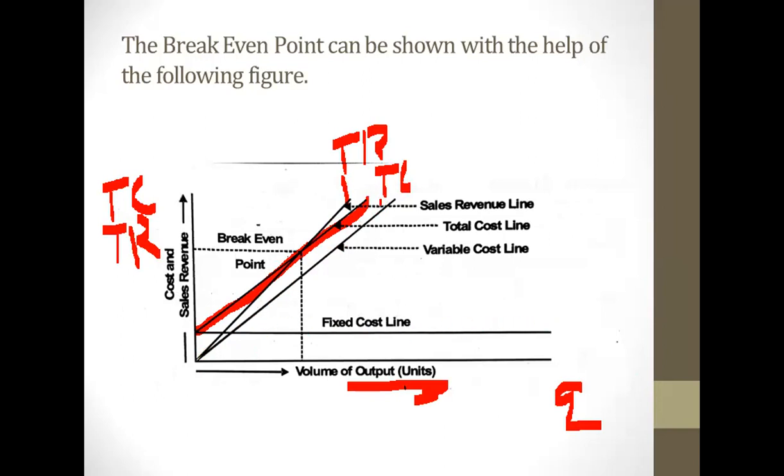This is a variable cost. Adding fixed cost and variable cost, we get the total cost. So this line is the total cost. This line is the total revenue. So this is the point where total cost becomes equal to total revenue. So this is the break-even point. At the break-even point, how much we produce can be shown here. So the break-even point is nothing but a point where total cost becomes equal to total revenue.